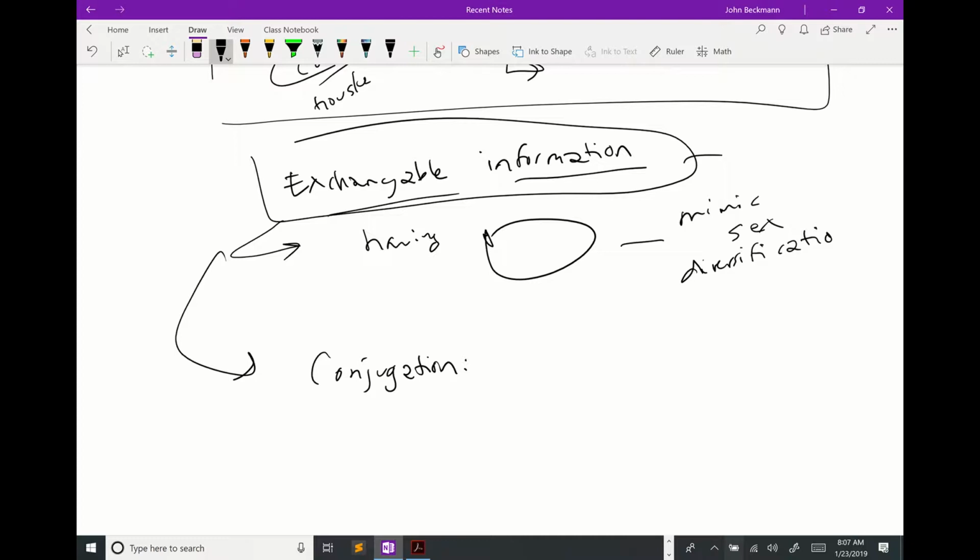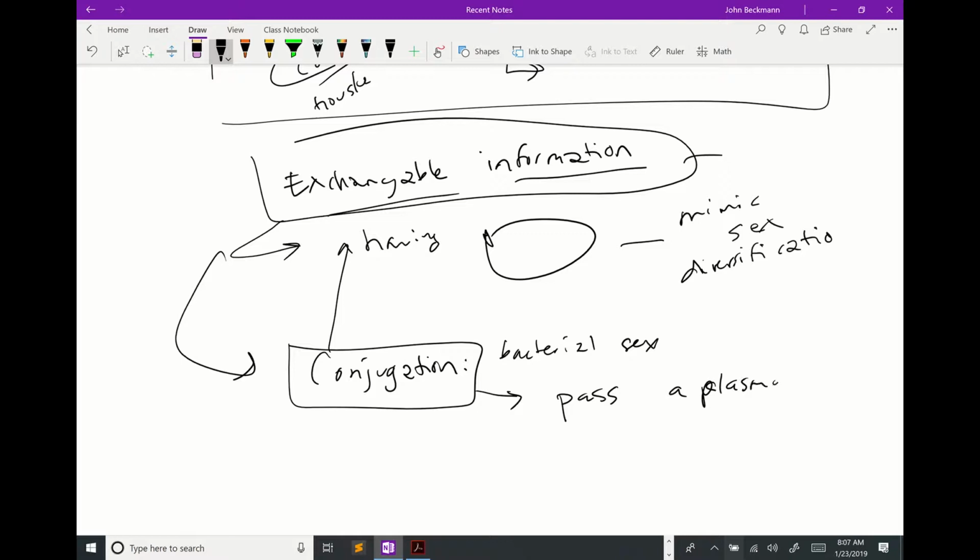Conjugation is a specific word for this exchange in bacteria. It's bacterial sex. And conjugation is usually where they will pass a plasmid. There are machines that do this conjugation, and they will make a little tube across bacteria. If this one has a plasmid, it'll spit it through the tube, and now they both have the plasmid. So you can get bacterial sex with conjugation.